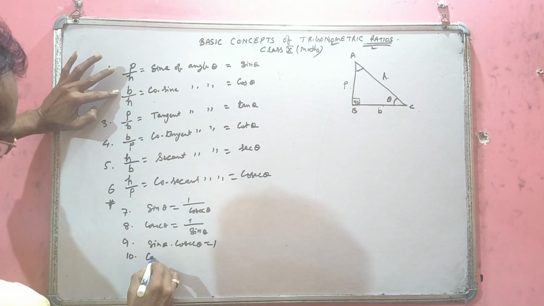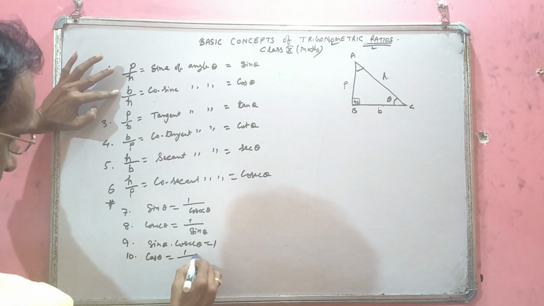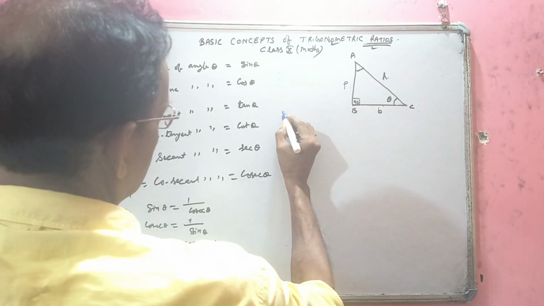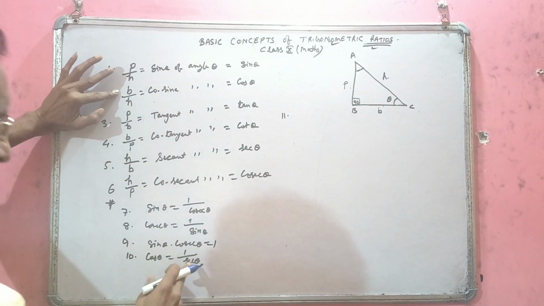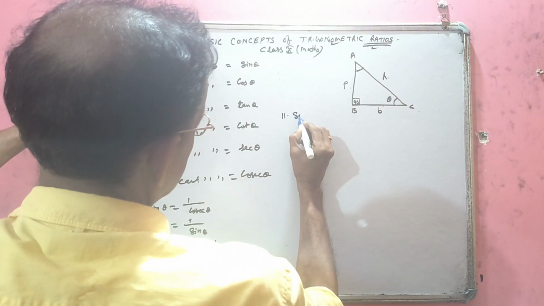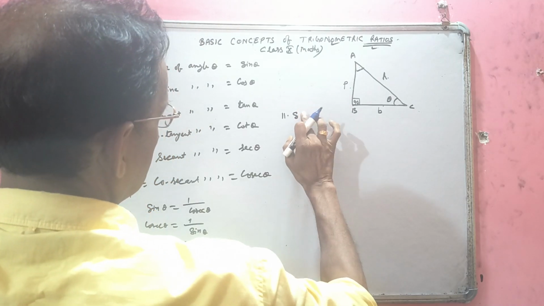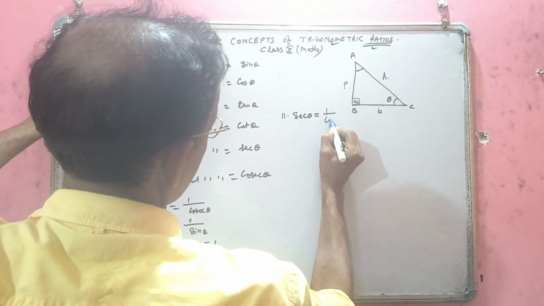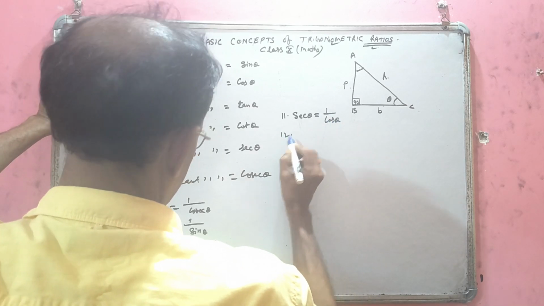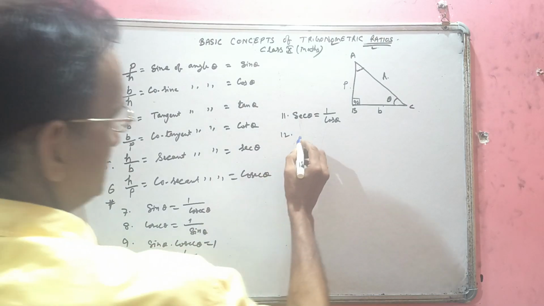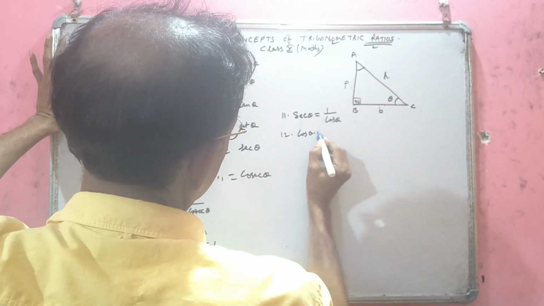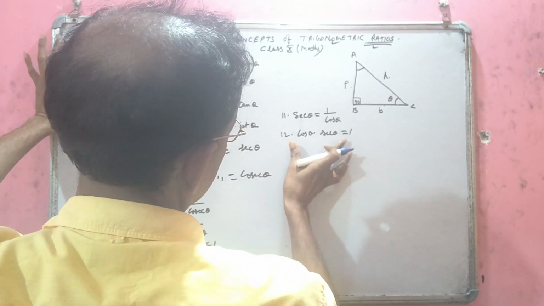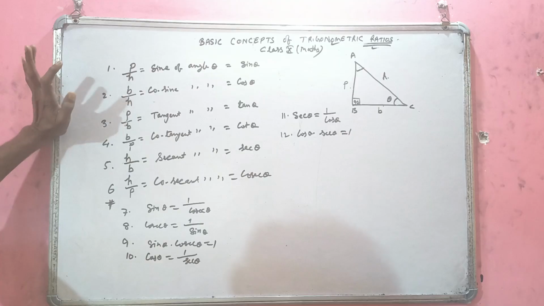What is clear? Cos theta is the reciprocal of sec theta, meaning cos theta equals 1 by sec theta. If cos theta is the reciprocal of sec theta, then sec theta will be the reciprocal of cos theta. And from here you will get cos theta into sec theta equals 1, or sec theta into cos theta equals 1. This you will always remember.